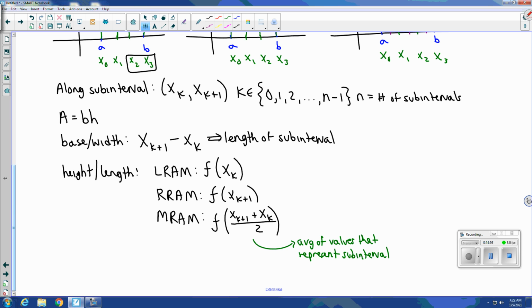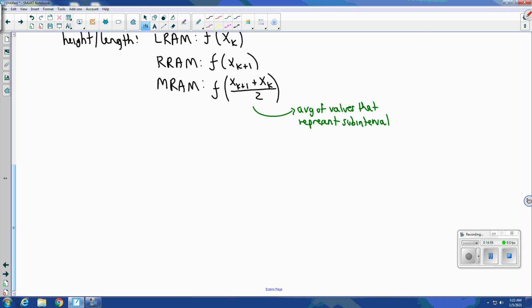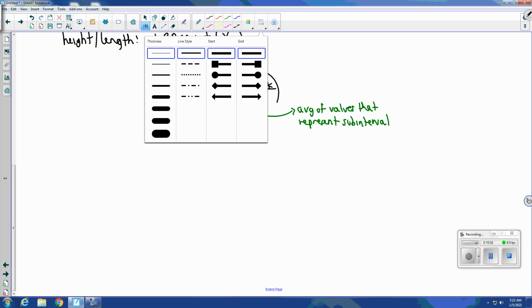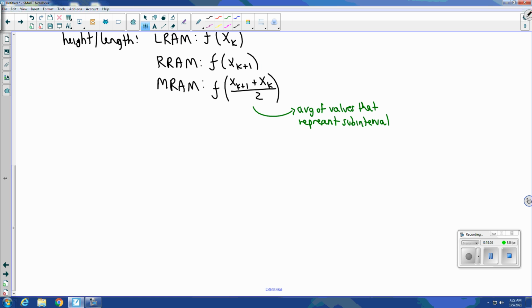Let's also make a note here. So that's how you find each one, and then you just multiply them together. So ultimately, it's just taking the function output. Again, which function output you use depends on what method, and then multiplying it by the length of the subinterval, and there's your area for that individual rectangle. And then at the end, make sure to sum the area of all rectangles used to get the approximation. So don't just stop after doing one.